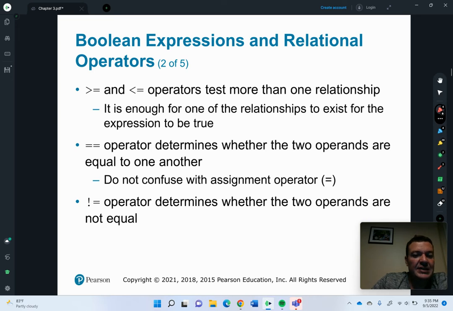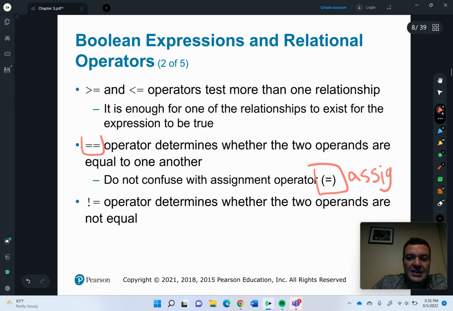Now, the next one: is something equal? To do the equal, we have to have two equal signs. The reason is that one equal sign assigns. So if you're assigning a value to a variable, we use one equal sign. If we're comparing a variable to a variable, we use the is equal to, and that is two equal signs. I always remind myself that this is called the is equal to.